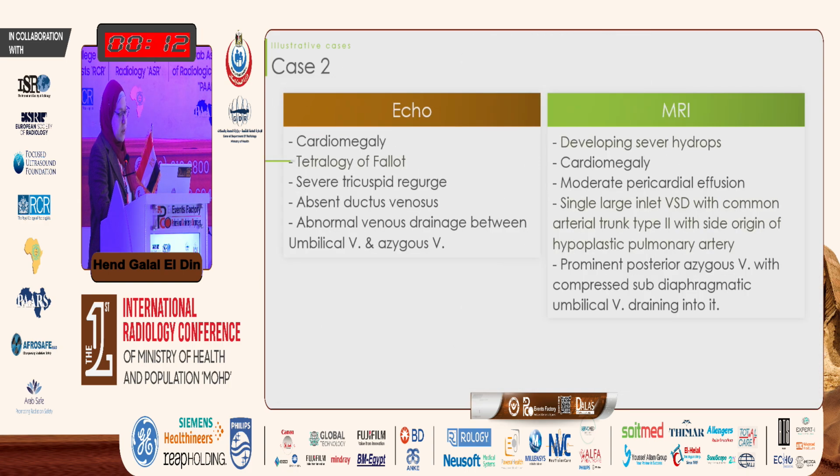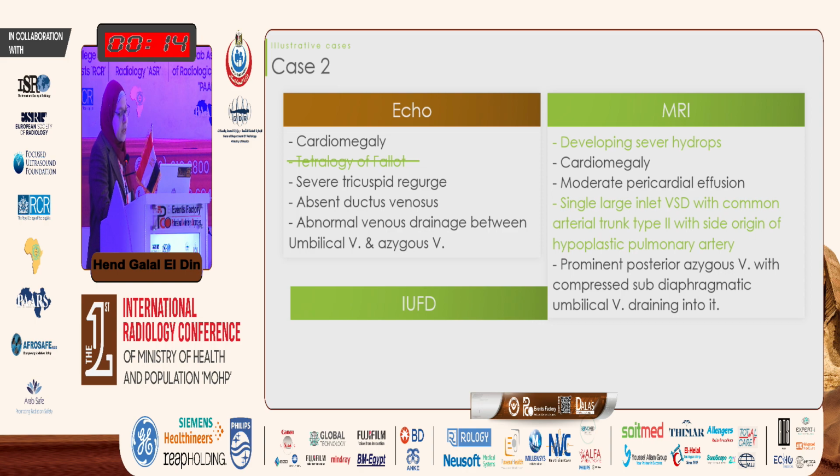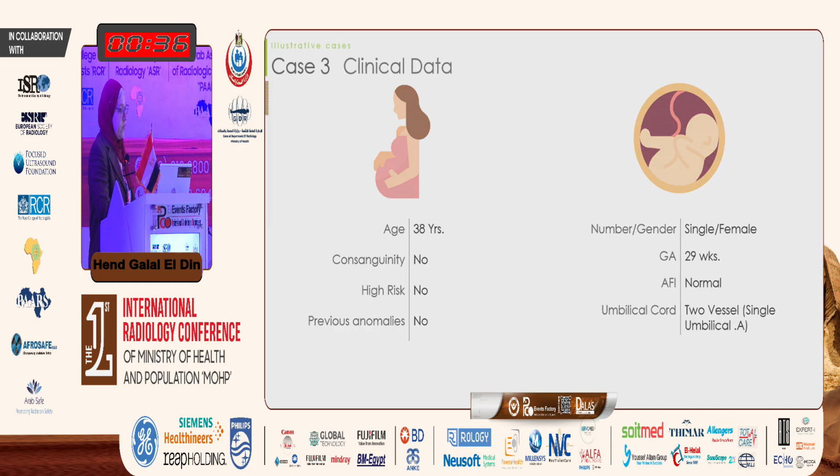However, the baby died in utero. Tetralogy of Fallot is excluded, and we cannot confirm which of them is correct. However, the abnormal drainage of the azygous vein was obvious in MRI. That was the case.